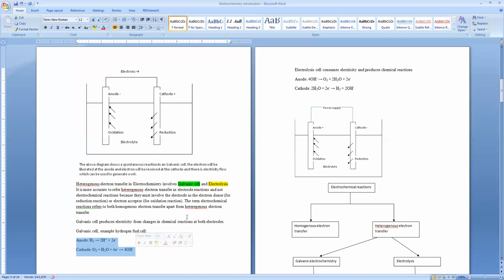It occurs spontaneously. Okay, so the keyword for a galvanic cell is that the electrochemical reactions at the anode and the cathode are spontaneous. The anode is the negative electrode, the cathode is the positive electrode. So that is basically the galvanic cell. We study thermodynamics, and the criterion of a spontaneous reaction is delta G. The Gibbs free energy must be negative. That is the criterion of a spontaneous reaction.